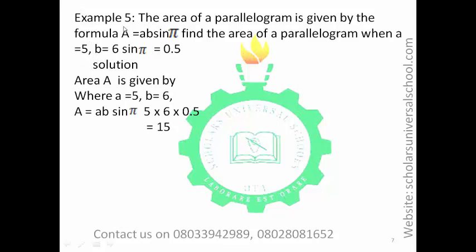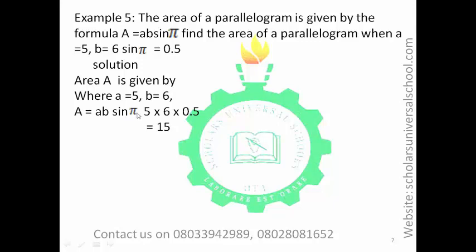Let's look at this example again. The area of a parallelogram is given by the formula A = ab sine theta. Find the area of a parallelogram when a is 5, b is 6, and sine theta is 0.5. Now, area stands for A. Anywhere you see A, it stands for area. And the formula is given by A is equal to ab sine theta.